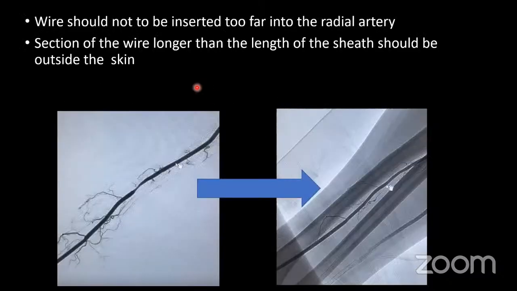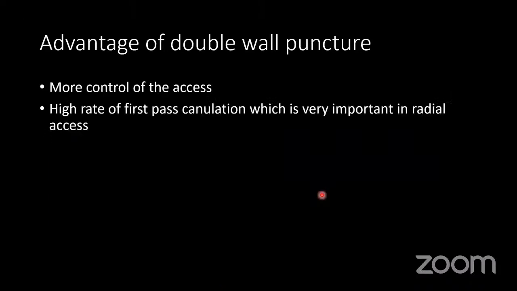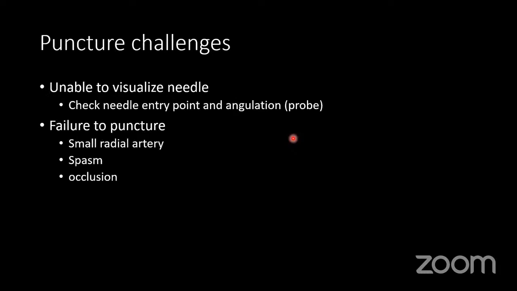And the section of the wire longer than the length of the sheath should be outside the skin, so that once we introduce the sheath, ample length of wire is remaining outside the sheath. And there is a huge advantage of double wall puncture, because it is a small artery, and first pass cannulation, which is very important, will be high in case of counter wall technique.